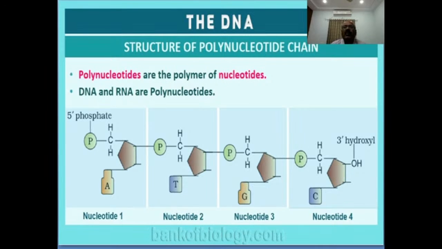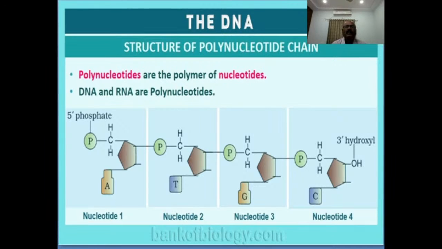Structure of polynucleotide chain. Polynucleotides are the polymers of nucleotides. Poly means many. DNA and RNA are polynucleotides. That means DNA and RNA are made up of nucleotides. In DNA and RNA, so many nucleotides are there. That's why DNA and RNA are called a polynucleotide chain.